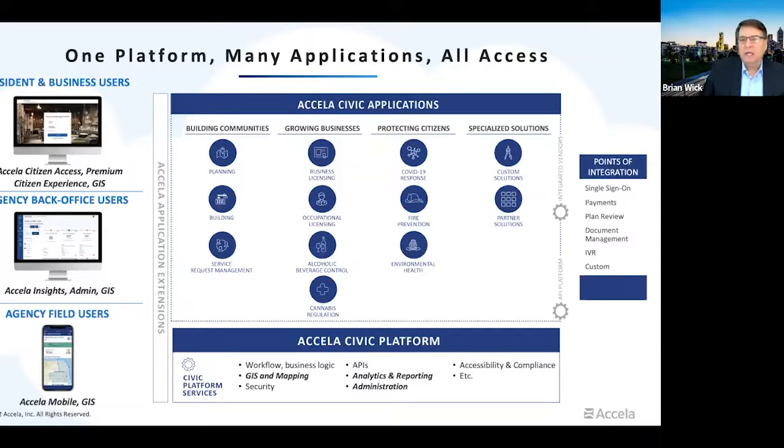Moving to the right-hand side, you see our Accela Civic applications. Civic applications are those pre-built configurations that we offer at Accela for 10 specific domain areas. I'm not going to go into each one of those, you can see them, but we categorize them as building communities, growing businesses, and protecting citizens. And then on the far right, you see that from time to time we sell and implement solutions that are outside of these 10 core areas, as well as a partner network that will build solutions on our platform. Now, the Civic applications include very specific record types, reports, notifications, license types, and workflows.